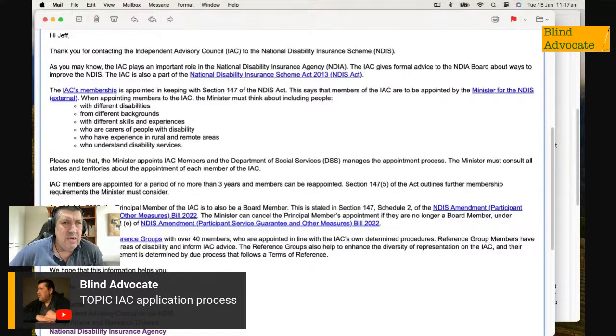Now, a lot of the IAC, and not a lot, but a few of the IAC members and board members are from Victoria, the same state as the minister. It's not a fair representation.